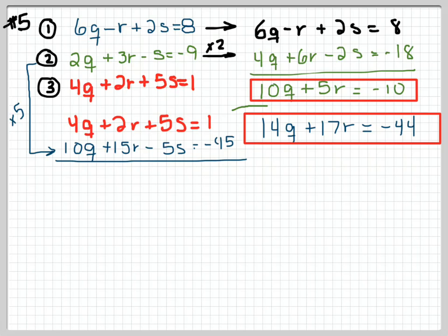Okay. Now this system only has two variables in it, and I can either get rid of Q's or R's, and in this case I think I will get rid of the R's. And to do that, I'll take the top equation times a 17, and the bottom equation times a negative 5. And by doing that, the R's will disappear.